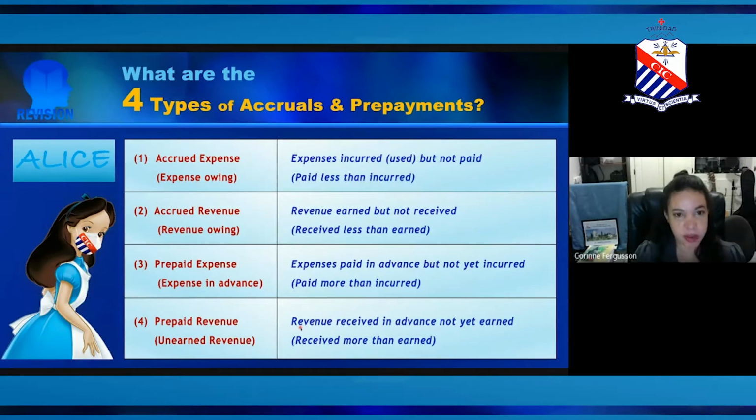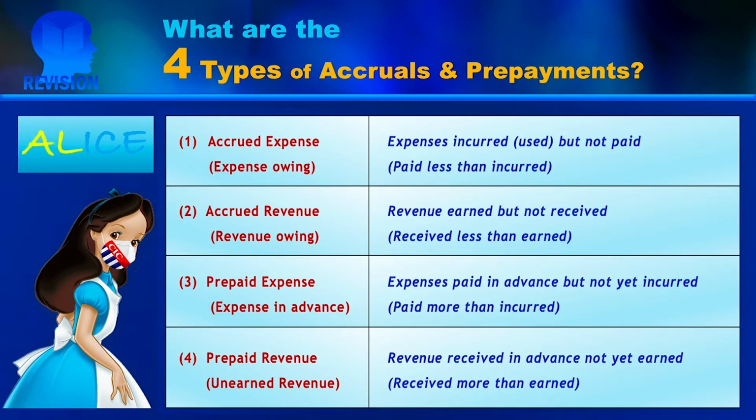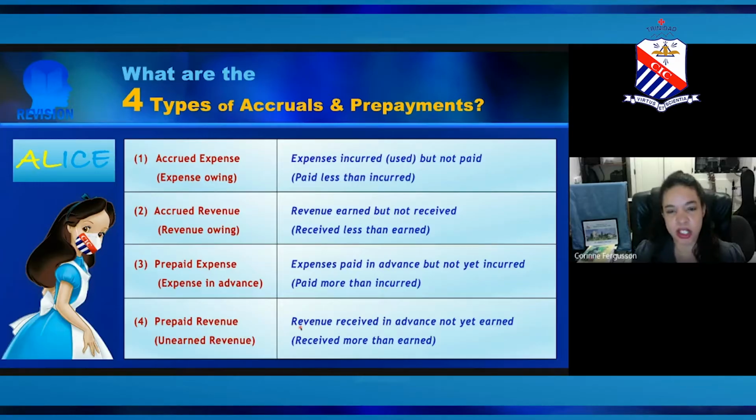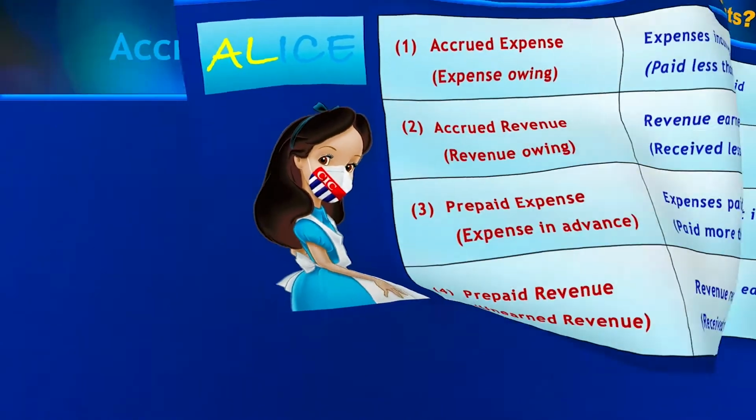So what you will need to know for the 4 types of accruals and prepayments is, we're shortening her name to Al. The only 2 categories that these 4 types can fall into are either an asset or a liability. I'm giving you a hint right now: 2 are assets, 2 are liabilities. That is what we're going to learn to identify.